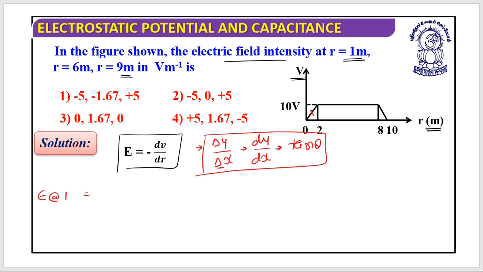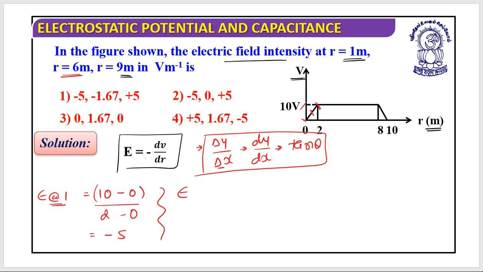So let's begin with delta y by delta x. This is 10, this is 0. So this is 10 minus 0, divided by 2 minus 0. So this is 5, but it is a minus of this slope, so it would be minus 5. Yes. Now r equals 6.